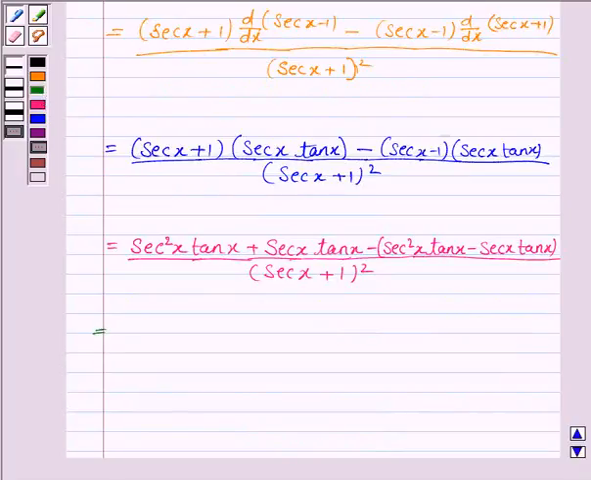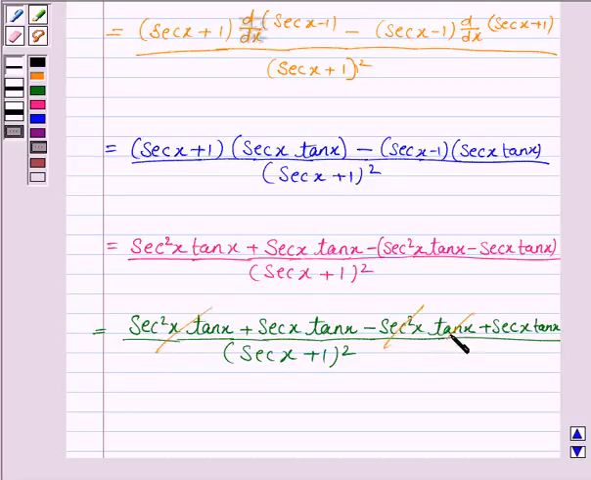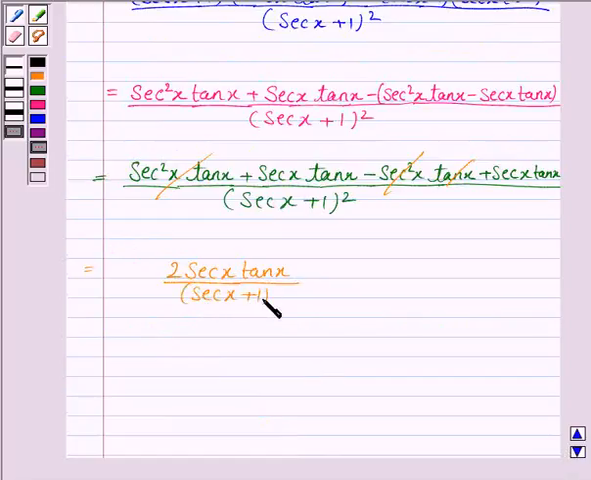Again, this is equal to sec² x tan x plus sec x tan x, opening the brackets, it becomes minus sec² x tan x plus sec x tan x, upon (sec x + 1) whole squared. Now sec² x tan x gets cancelled with minus sec² x tan x, and we have sec x tan x plus sec x tan x is 2 sec x tan x upon (sec x + 1) whole squared.